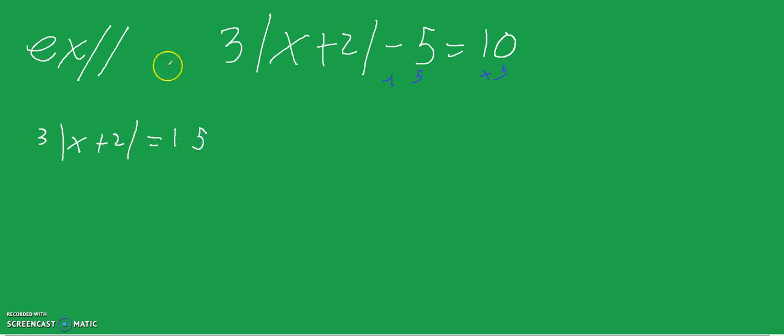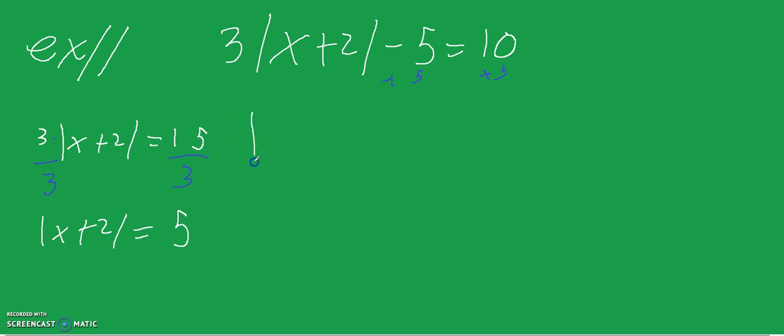And again, I'm not done because I still have this 3 out front. Now this is unwritten, but this is assumed to be 3 times the absolute value of x plus 2. I want to undo this multiplication by dividing on both sides. When I do that, I get the absolute value of x plus 2 equals 5. And step 1 is done. I've isolated the absolute value, and on the other side I just have a number.